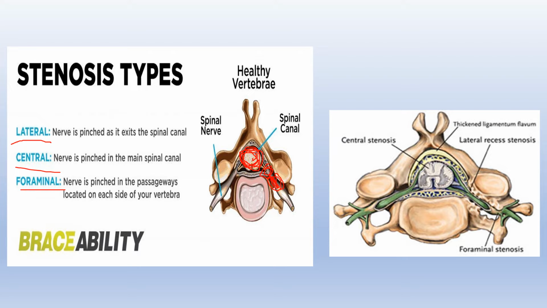And the lateral part of the spinal canal is called the lateral recess. So this is the lateral recess. When the lateral part of the spinal canal is stenosed, then this is called lateral recess stenosis. And this is the intervertebral foraminal stenosis or foraminal stenosis. And here is central spinal canal stenosis. Here the ligamentum flava is hypertrophied, so it is compressing the spinal canal.